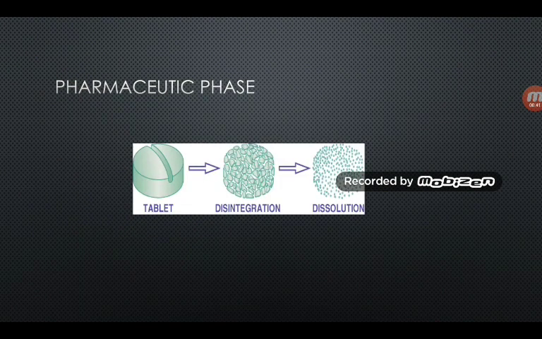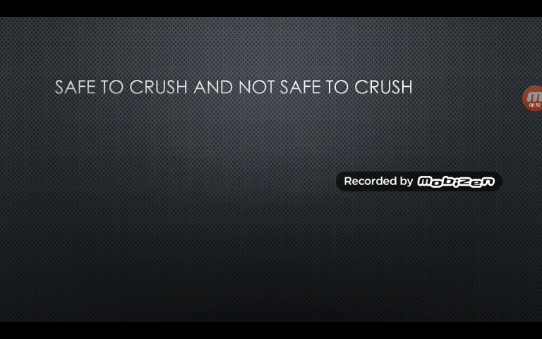When we talk about pharmacology, we talk about the pharmaceutic phase. This is a phase which involves disintegration and dissolution. Sometimes that means we're chewing it. Sometimes that means we might crush the meds. Things that are not safe to crush are anything that is extended release, anything with an enteric coat, or anything that is a capsule.